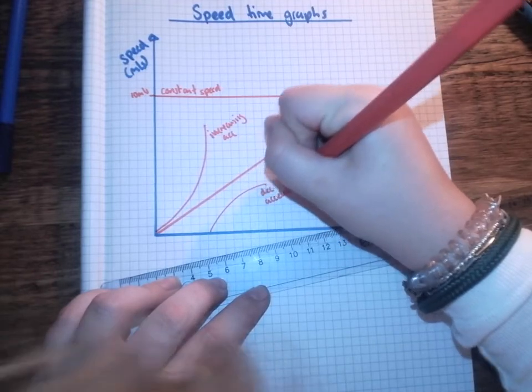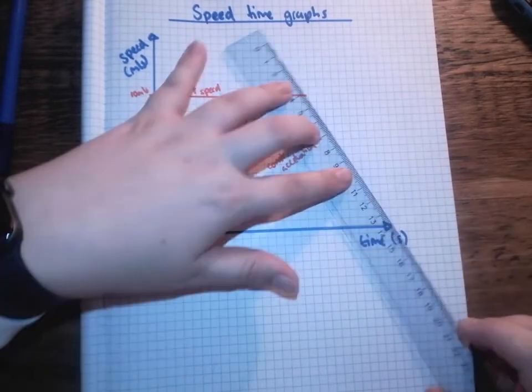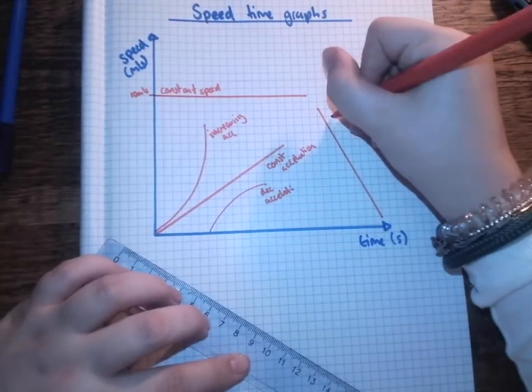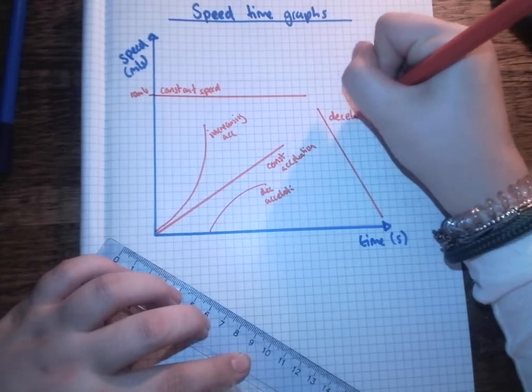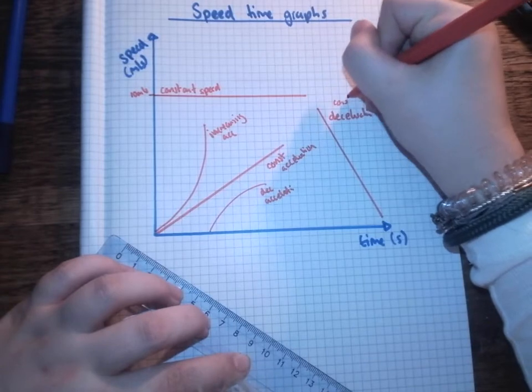Okay, that's not to be confused with a deceleration. Deceleration means it's getting less speed. So in this case, that would mean that it was going down. Okay, so that would be a deceleration. That would be constant deceleration because again, I've got a constant gradient.